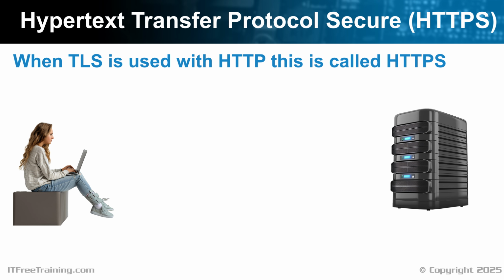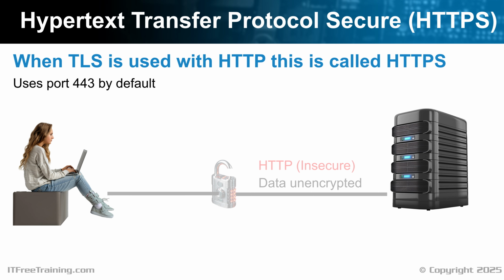HyperText Transfer Protocol Secure, or HTTPS, is the secure version of HTTP. It uses TLS to encrypt the data traveling over the connection. I will cover TLS shortly, so don't worry about it for the moment. HTTPS uses port 443 by default. Essentially, TLS provides secure communication for HTTP. So technically, HTTPS works the same as HTTP, other than it being encrypted.